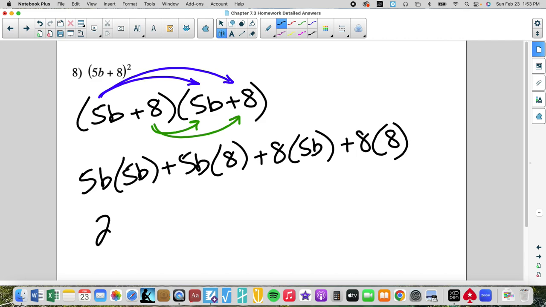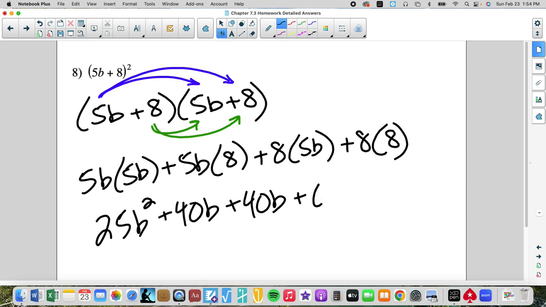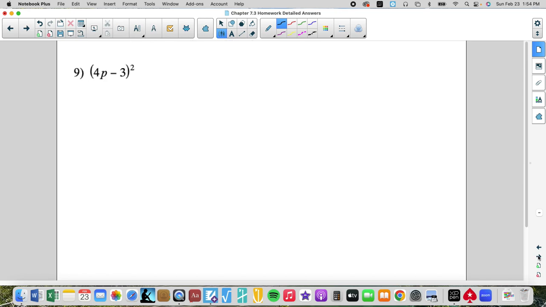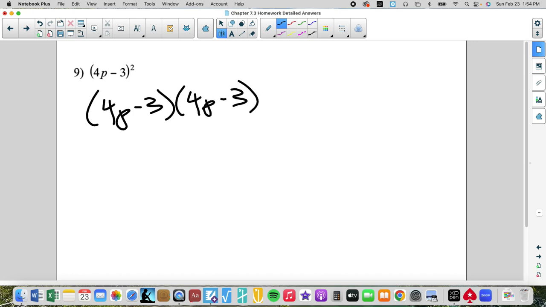5b times 5b is 25b squared. 5b times 8 is 40b. 8 times 5b is 40b. And 8 times 8 is 64. Let's combine those like terms in the middle. 40b plus 40b is 80b, plus 64. That wasn't bad. Remember to always rewrite it out to ensure accuracy.